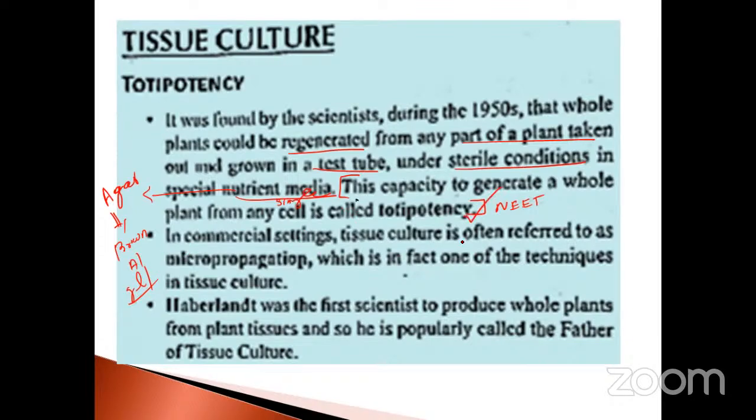In a commercial setting, tissue culture is often referred to as micropropagation. Once again, they may ask the question, sir, whether totipotency is also called micropropagation, and one more, vegetative propagation. It is also one of the mitotic cell divisions. Vegetative propagation, micropropagation, and totipotency, these are the categories they may ask questions on, my dear. So you should be ready for these questions, which is in fact one of the techniques in tissue culture.